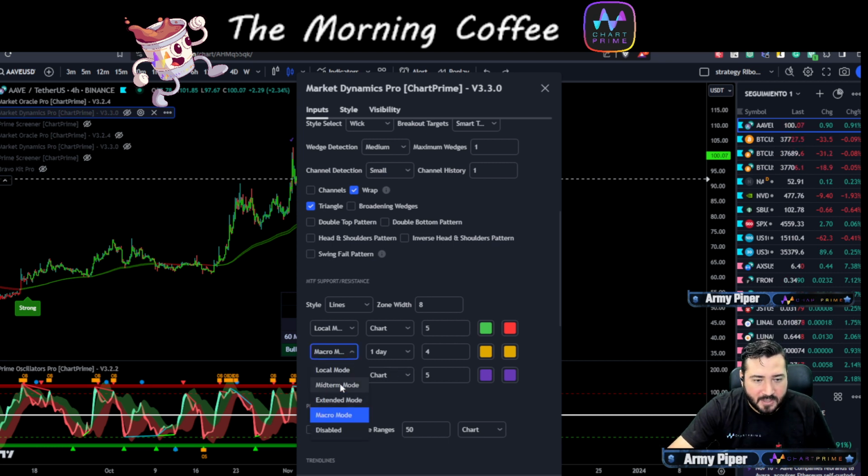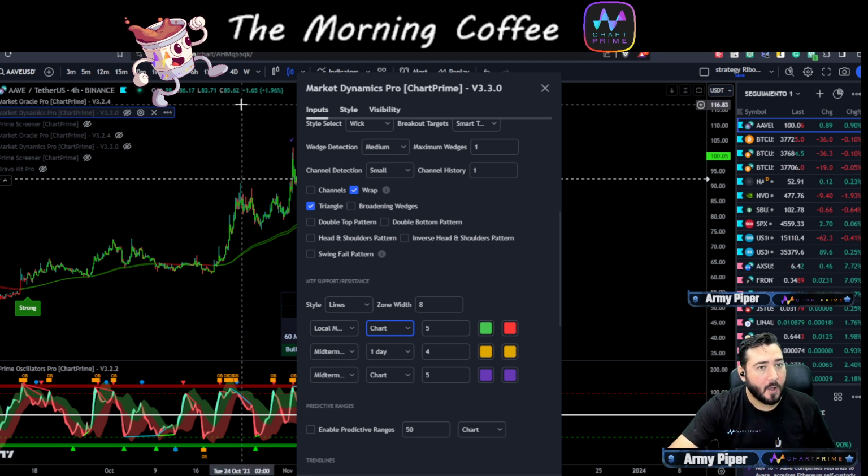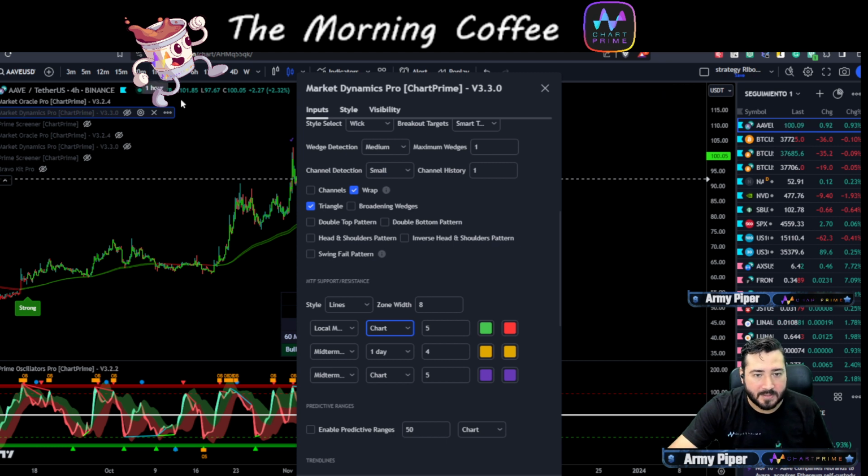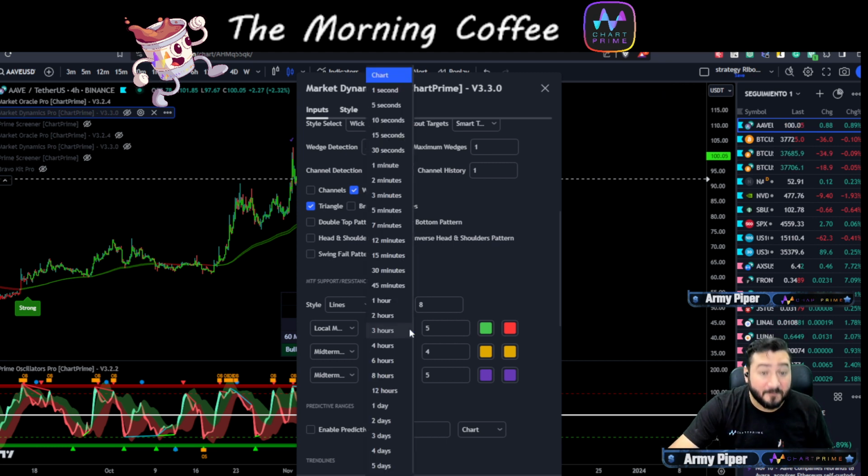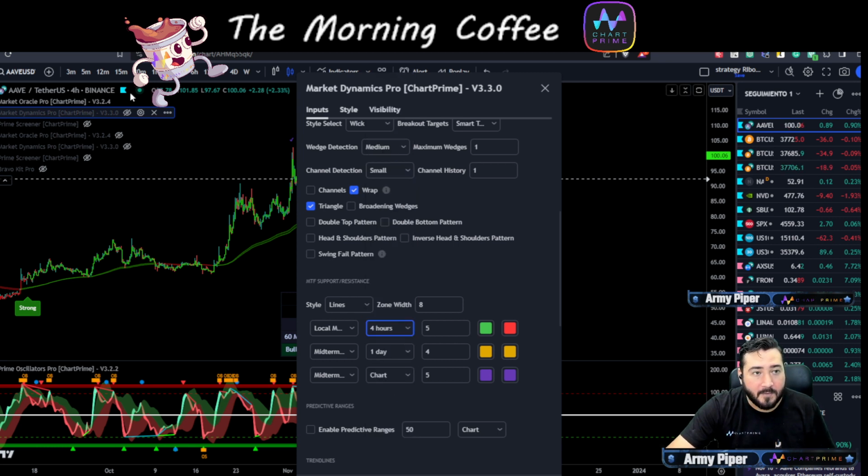So let's also change this to mid one. Here we go, perfect. And I have chart, which means whatever time frame I am on. If I change to the 1 hour, because it's on chart, it's going to be plotting 1 hour support resistances, all right? If I wanted something fixed, I could set, for example, 4 hours here. And if I go to the 15 minutes, I'm going to be looking at 4 hour support resistances.